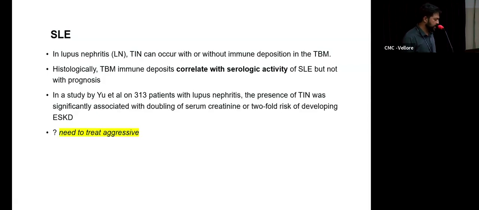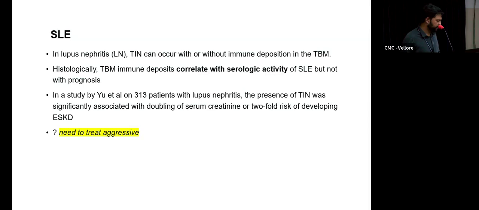So SLE, as with the glomerular involvement, you can have tubulointerstitial nephritis with or without immune deposition in the TBM. However, histologically, the tubular basement membrane immune deposits correlate with the serological activity, but not with the prognosis as such. So in a study by Yu et al. on 313 patients with LN, presence of tubulointerstitial nephritis was significantly associated with doubling of serum creatinine. So this is always a poor prognostic factor.